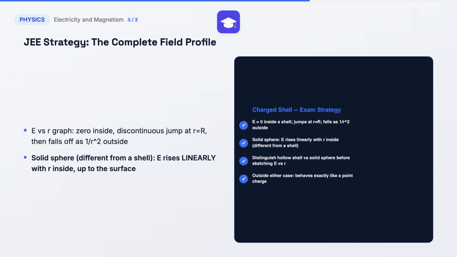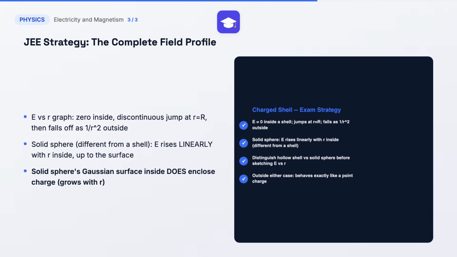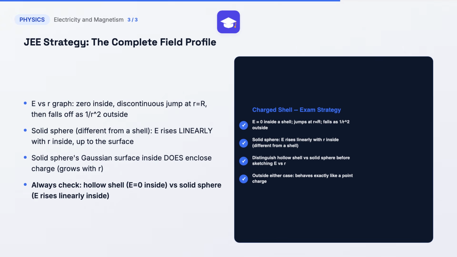A frequently tested trap involves comparing this result to a uniformly charged solid sphere instead of a hollow shell. For a solid sphere, the field does not jump to zero inside. It instead rises linearly with r from the center up to the surface, since a solid sphere has charge distributed throughout its volume, not just on the surface. So a Gaussian surface inside a solid sphere does enclose some charge growing with r. Always check carefully whether a problem describes a hollow shell or a solid sphere before sketching the field profile.